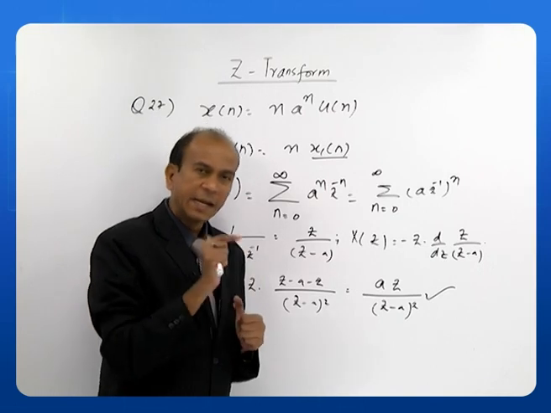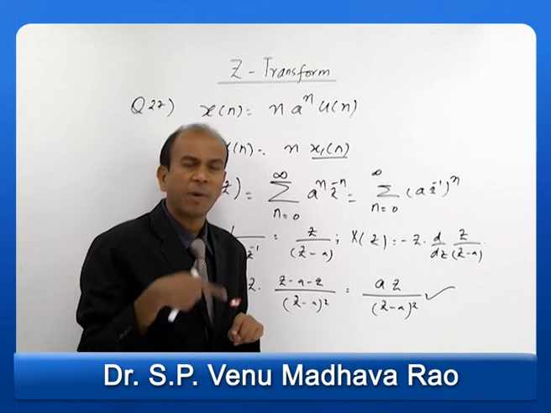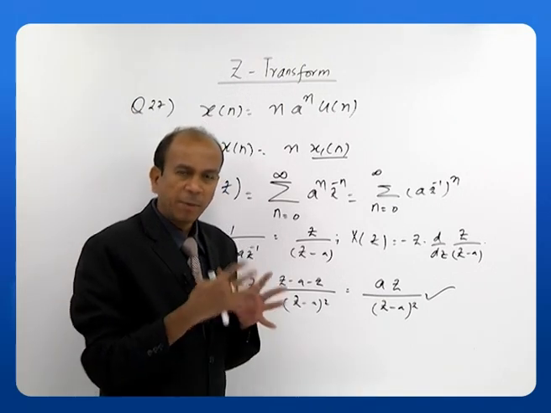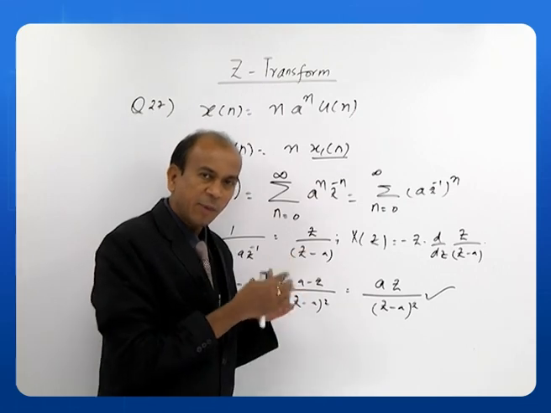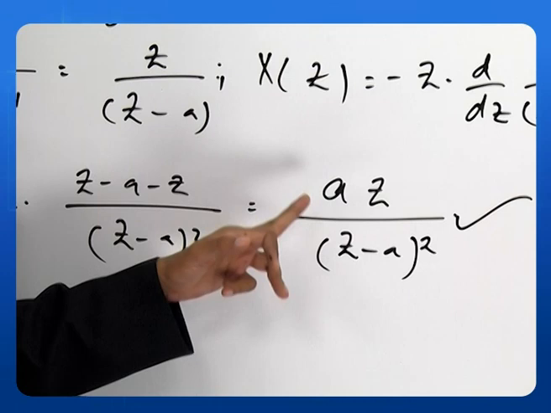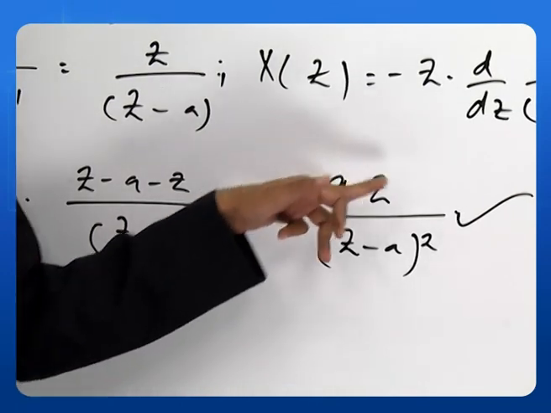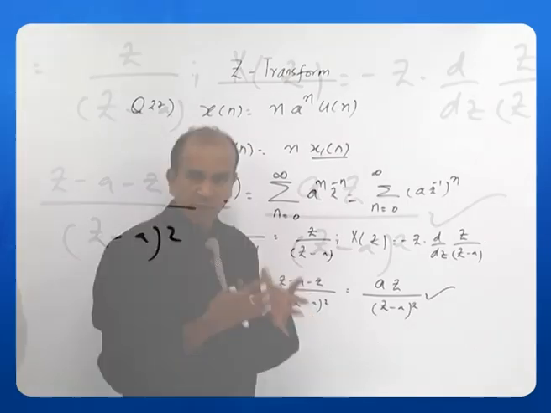Now if you look at the earlier problems, earlier a was, let us say, 1 by 3. So a to the power of n will be 1 by 3 to the power of n. So what will be the formula? If you remember this formula, doing the earlier problems will become very easy. So now az, if a is 1 by 3, this will be z by 3 over z minus 1 by 3 whole square. Like that you can do this.